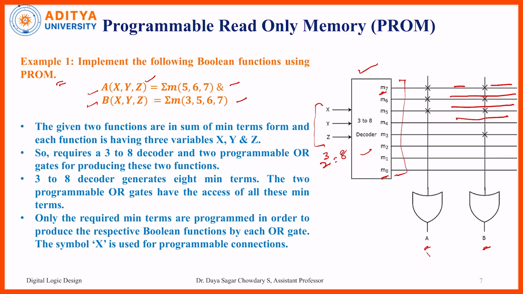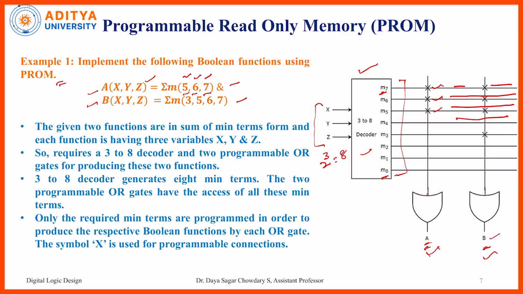Now the functions are 2, that is A and B. A contains 5, 6, 7, so the inputs of the OR gate are directly connected with the help of fuses. That means min term M5, min term M6, and min term M7. Here the inputs are 5, 6, 7. That is our function A. Likewise we have to use this for each function.